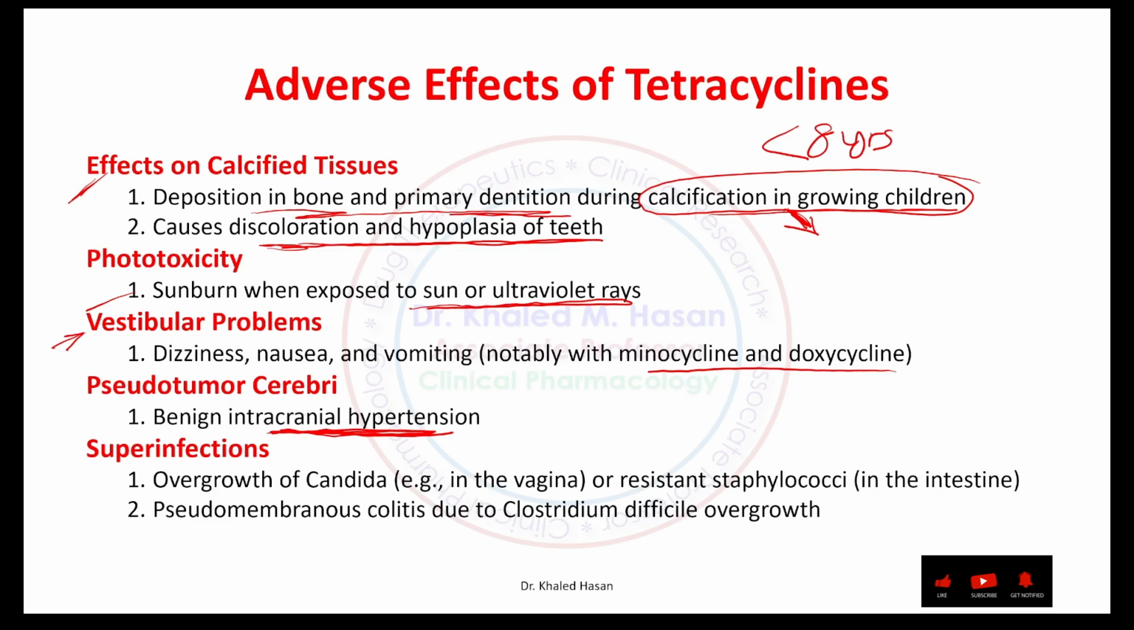Moving to the last one here, superinfection. This is very important because, if you remember, we said that tetracycline is considered a broad spectrum antibiotic. Therefore, tetracycline inhibits the normal flora, and this will lead to the overgrowth of Candida and the overgrowth of staphylococci, and this medication may cause pseudomembranous colitis due to Clostridium difficile overgrowth.